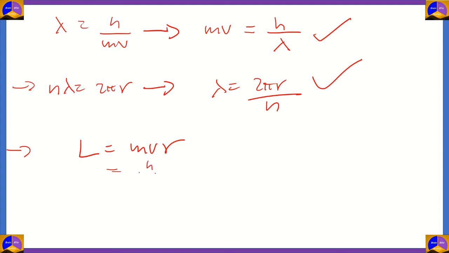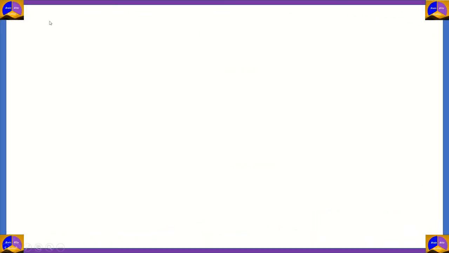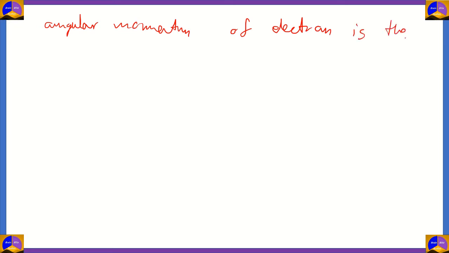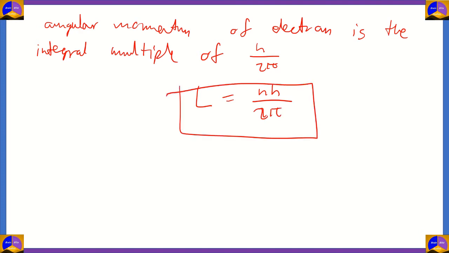Now mv is h by lambda times r, and lambda we can write as 2 pi r divided by n, with r in the numerator. So now you have nhr divided by 2 pi r. Both r's get cancelled, so now you get angular momentum L equals nh by 2 pi. If you were to write this down as a sentence, this quantization condition essentially means that the angular momentum of an electron is an integral multiple of h divided by 2 pi. L equals nh divided by 2 pi. This is Bohr's quantization condition.